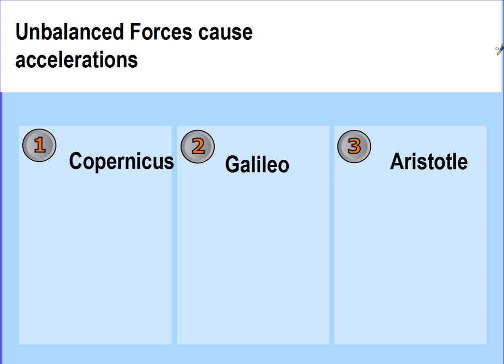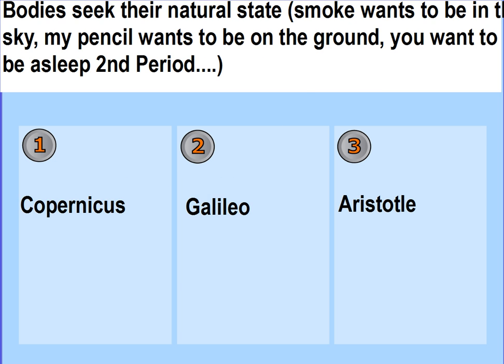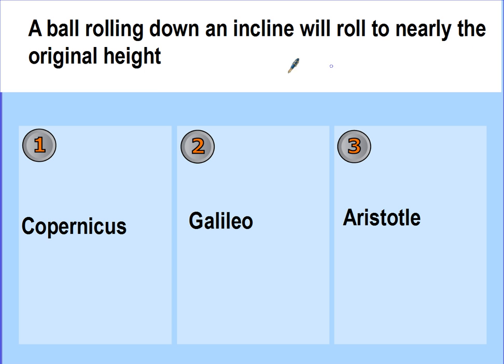Unbalanced forces cause acceleration. Do you remember who said that? Galileo. The Earth rotates around the sun. Copernicus. Which one said that bodies seek their natural state? Smoke wants to be in the air. Pencil wants to be on the ground. You want to be asleep during second period. That's Aristotle. A ball rolling down an incline will roll to nearly its original height. Let's see, who was doing experiments? Galileo.